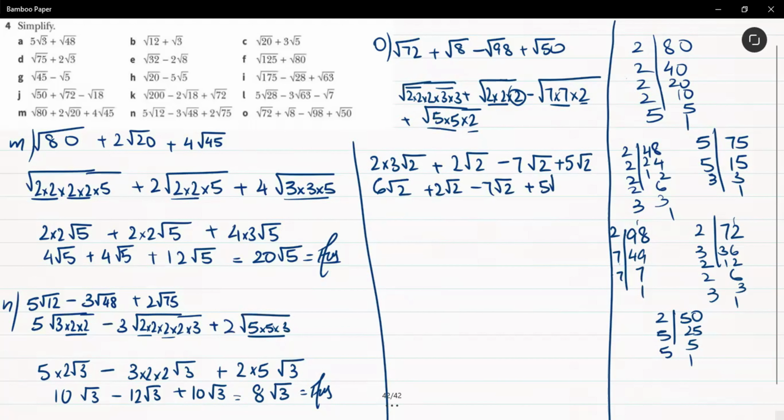Okay, so this is simple addition. So 5 plus 2 is 7, and this is going to directly cancel out, and 6 under root 2 would be our single answer. And that's it for part O. In fact, that's it for question number 4. Proceeding on to question number 5.